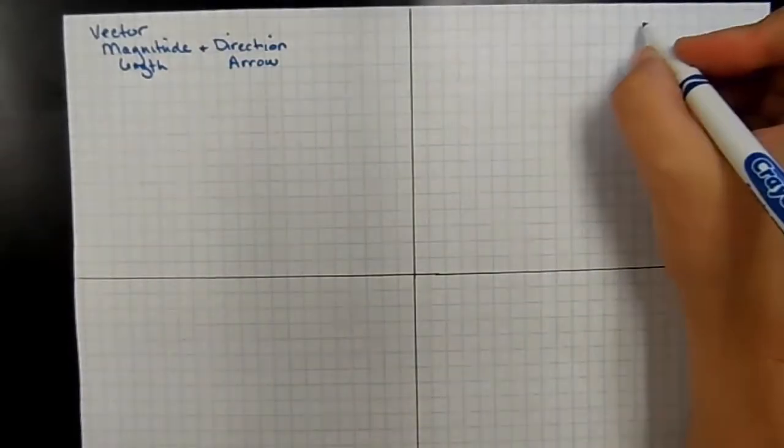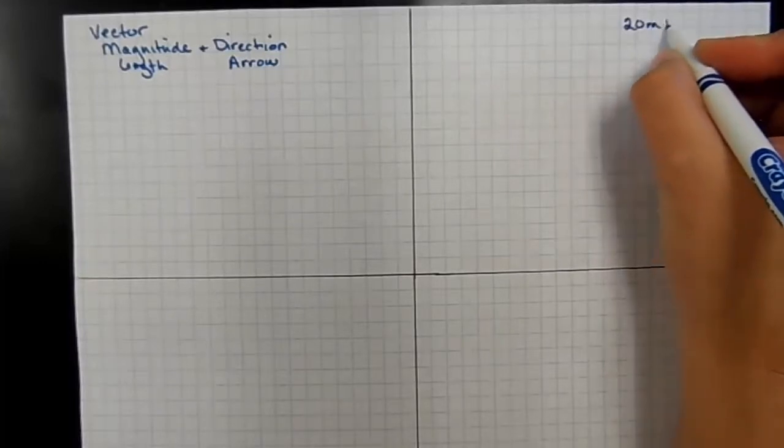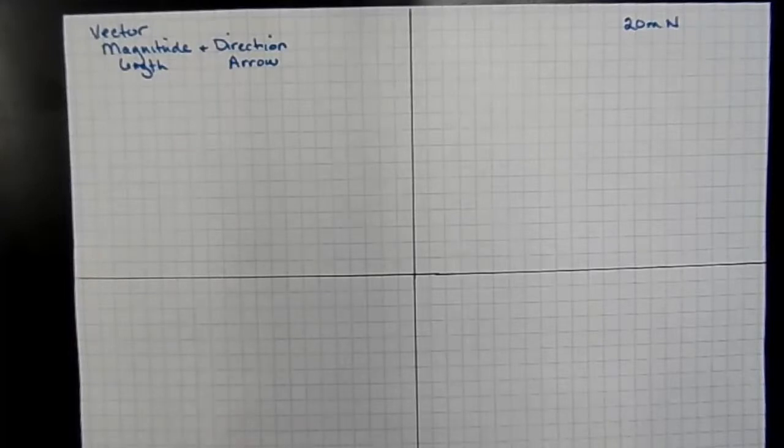So 20 meters to the north, where's my pin? There we go, is our first vector coordinate. So the first thing that we have to decide is which way is north.